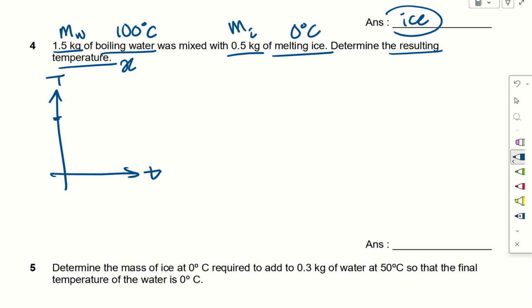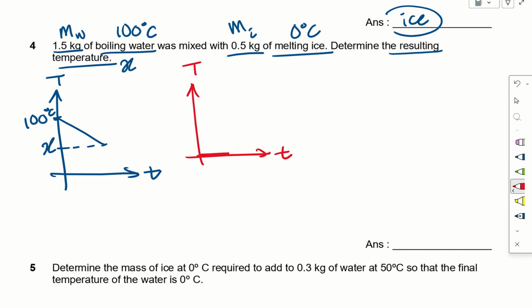So initially it was at 100 degrees. Then because it's mixed with the ice, it will reach a temperature of X, which I'm supposed to find. Then the ice is actually heated up by the boiling water, right? So it was initially at 0. For ice, because it's melting, it must fully melt first. When all the ice has melted, then the temperature will increase. So this one is slightly more complicated, but the final temperature will still be X.